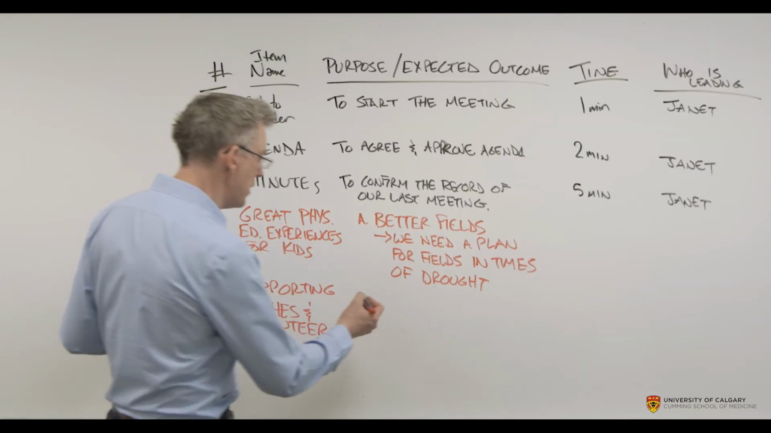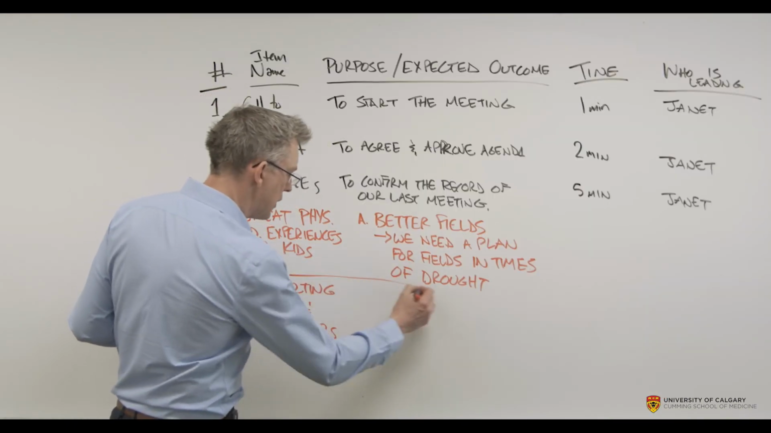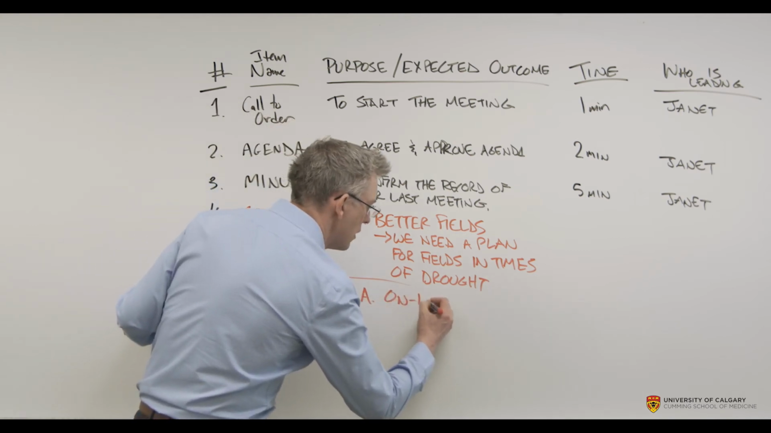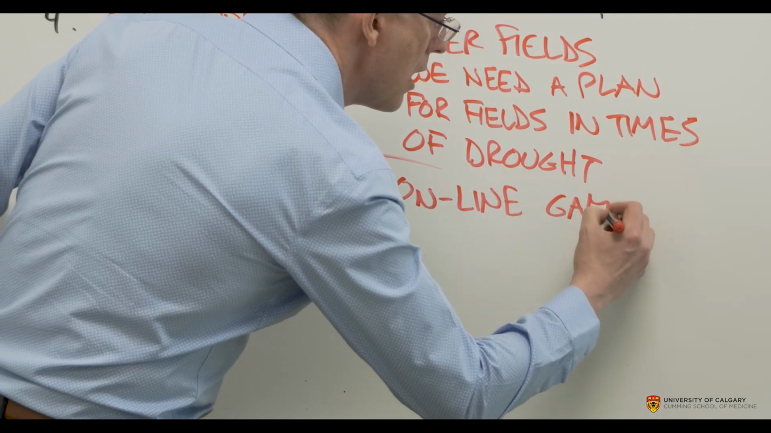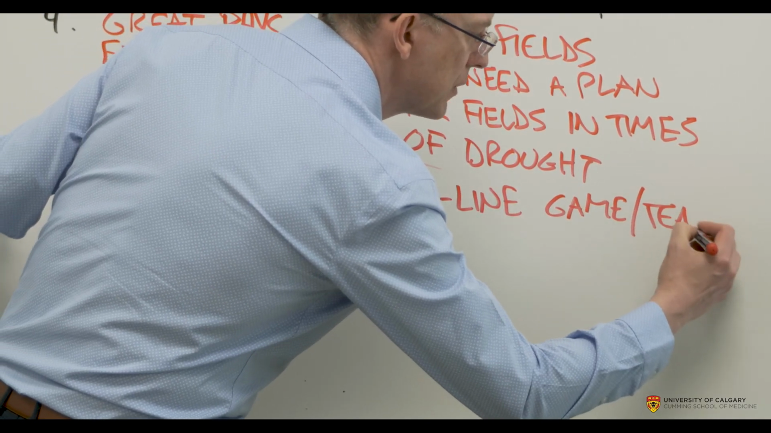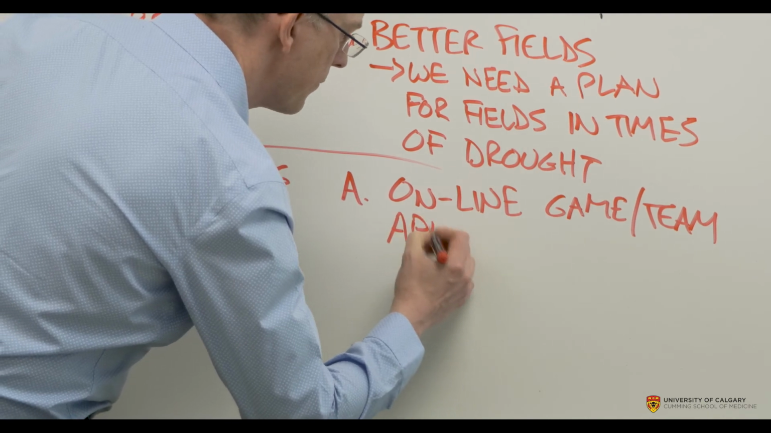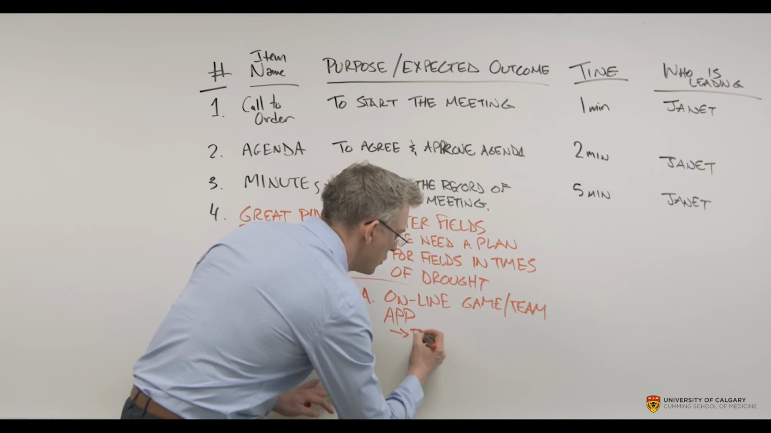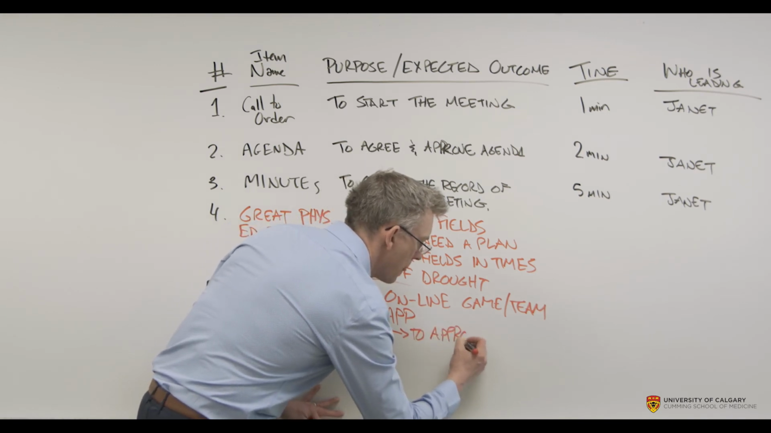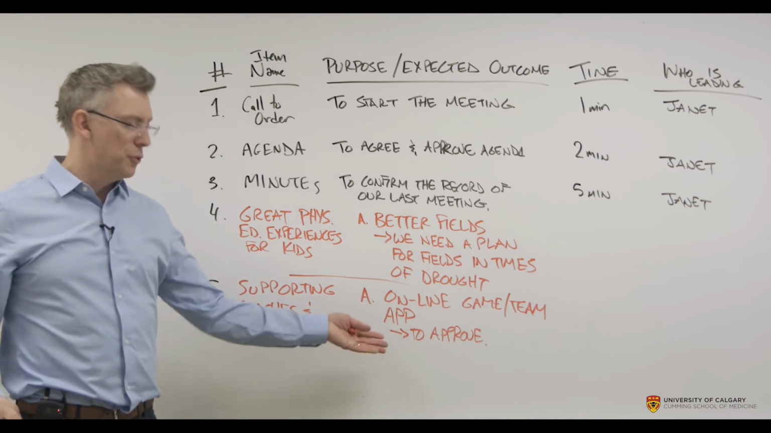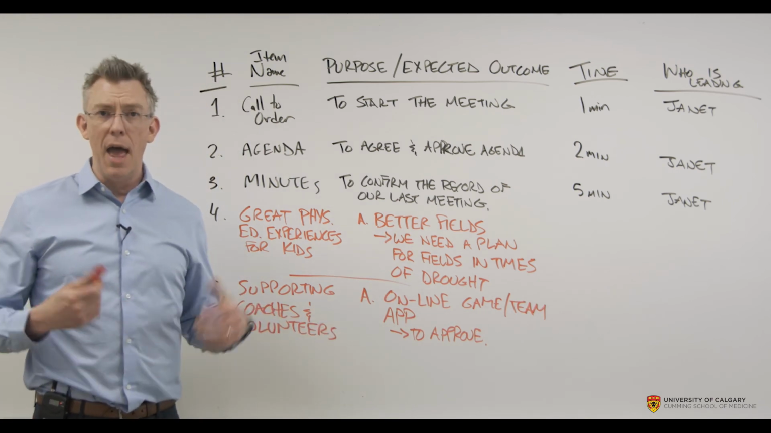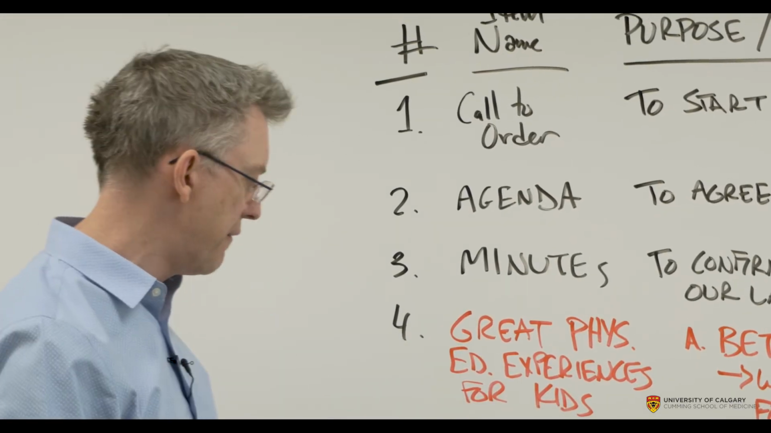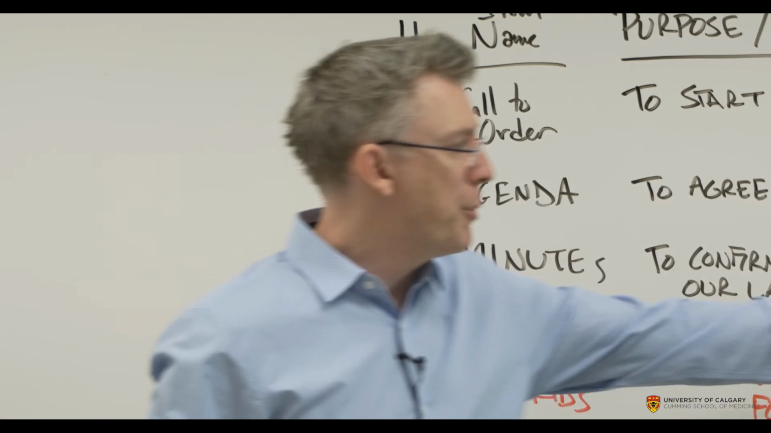And so then under this, some of the topics might be online game notifications, or online game or team management systems. That might be a discussion point, and then you would say the expected outcome is to approve one, and to approve spending money on an app to help the coaches keep track of their teams and their games and their practices and all that sort of stuff. And similarly, you put time here.